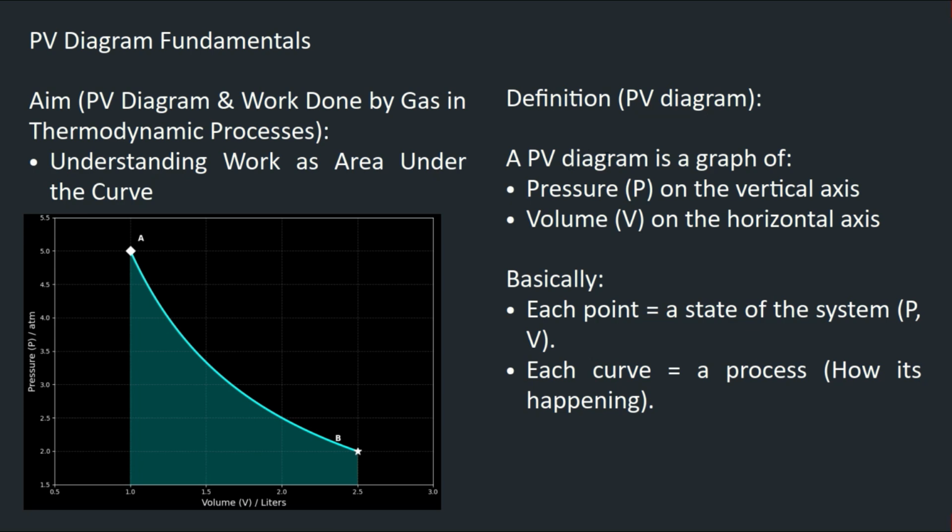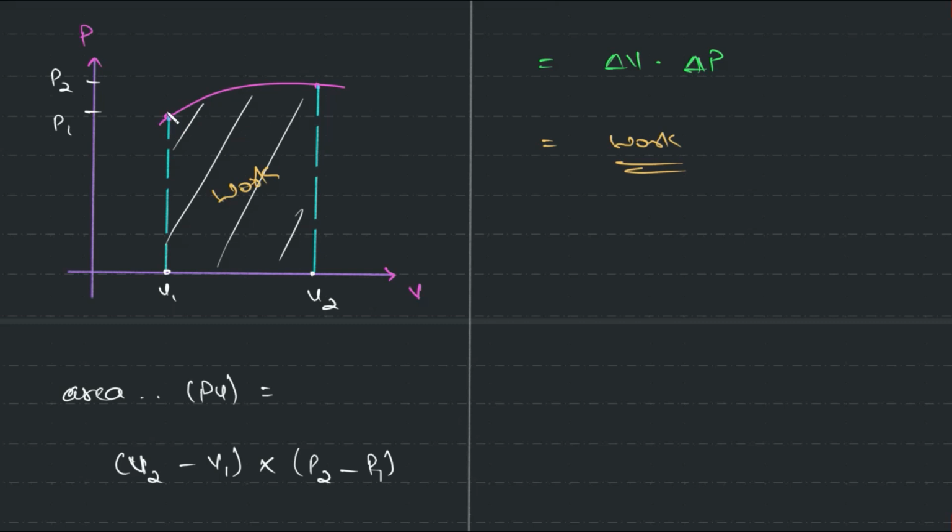Definition of a PV diagram. A PV diagram is a graph of pressure along the vertical axis and volume along the horizontal axis. So basically each point on the graph is a specific state of the system, right? If I take up this point, this has a particular pressure and volume. This has a different pressure and volume. So it talks about a particular state. And if I take up any other point in between, every point has a different set of values. Either the x or the y or both are changing, so in this case, pressure and volume.